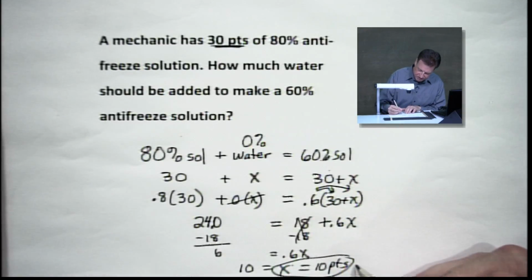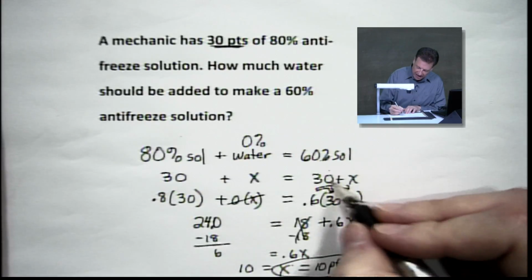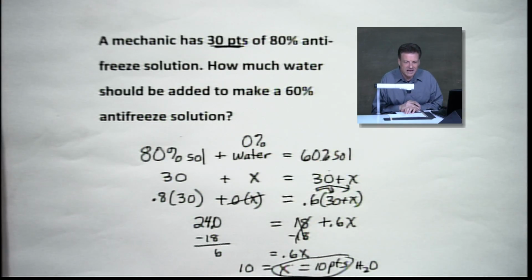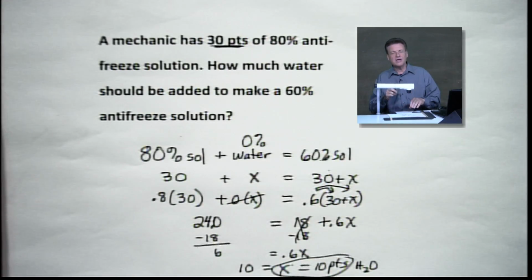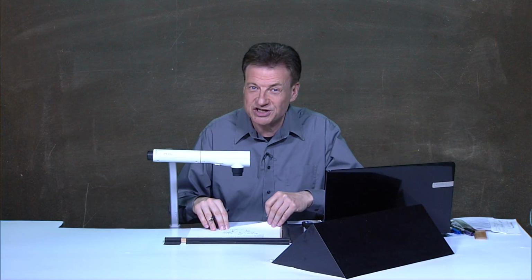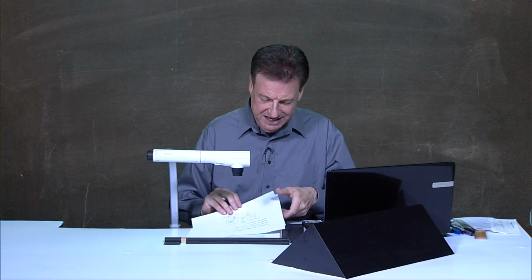It takes 10 pints of water, but we're going to add that to the 30, and that's going to give me 40 pints of solution in the end there. So there's your story. Again, 30 plus 10 will give us 40. All right, so there's your final check. That's your way to check it through. It does make sense there.